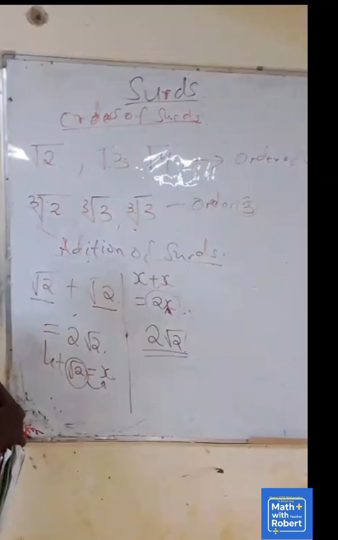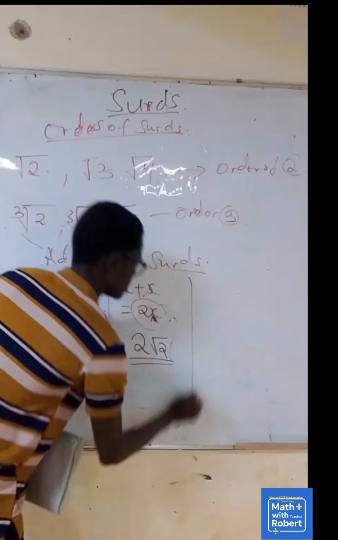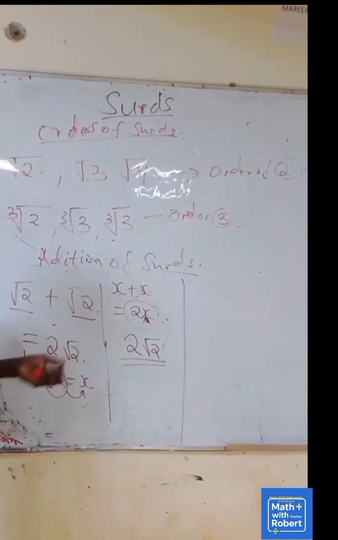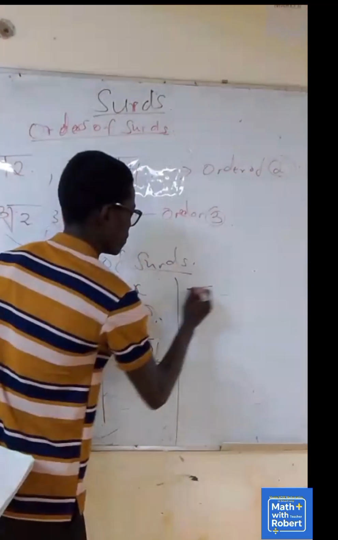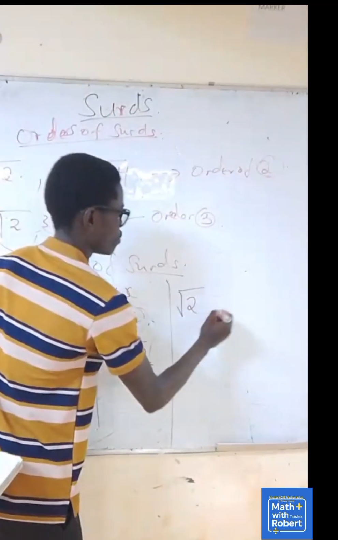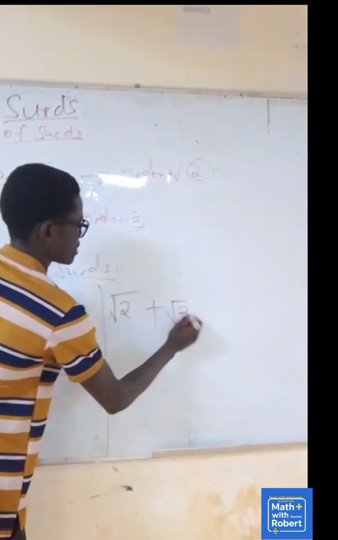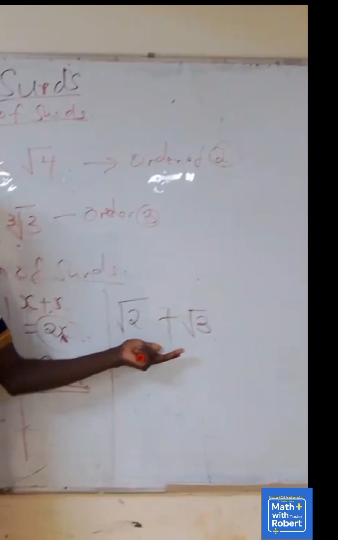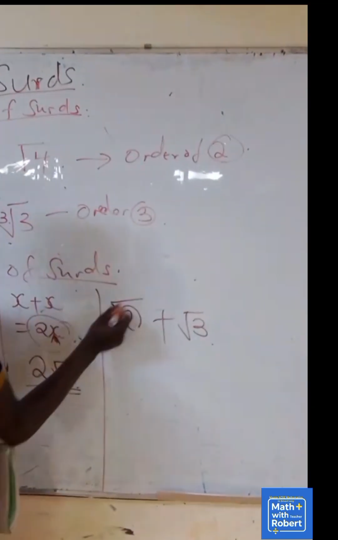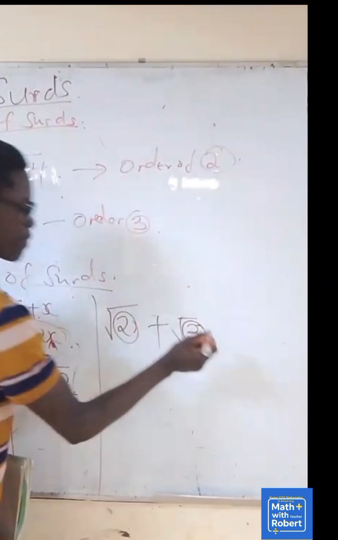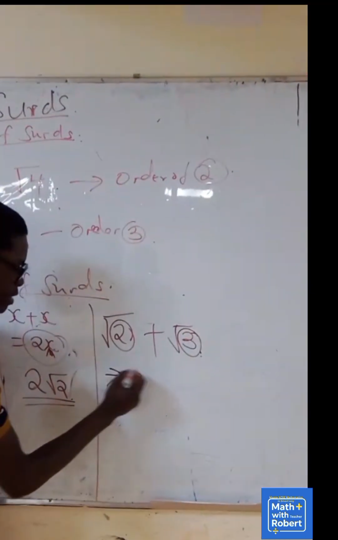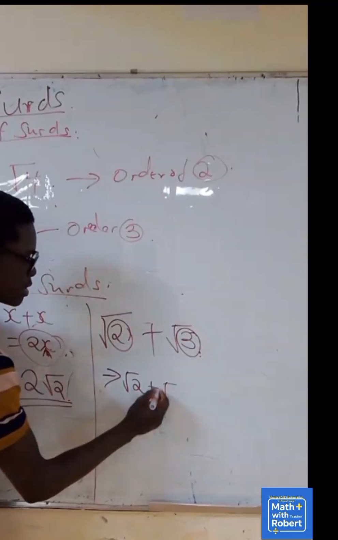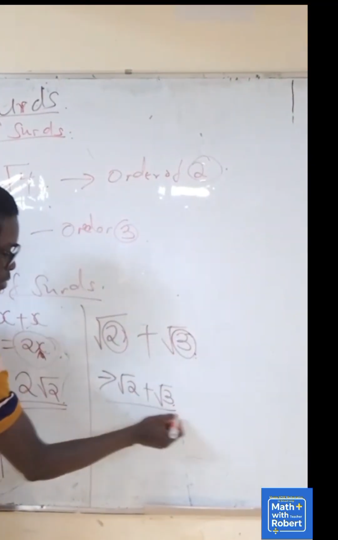That's addition. Then let's see if you are given an example of different numbers inside the Surds. Like you have Surd 2 plus Surd 3. Such a question will remain the way it is because the numbers inside the Surds are not the same. So the answer will just remain to be Surd 2 plus Surd 3. That will be the answer.